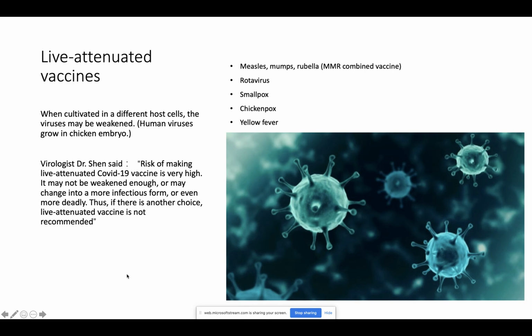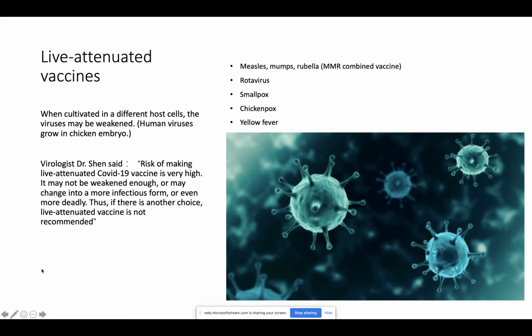Because the coronavirus is huge and can change rapidly, this may actually cause more harm. What she said is that it may not be weakened enough, or it can actually become more infectious, or even more deadly. So it's not predictable, because the coronavirus is a very large one.